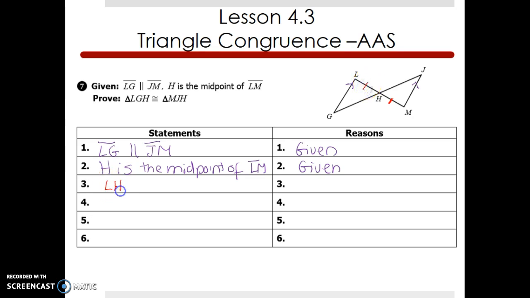So then we know LH is congruent to MH, by definition of midpoint. We also know that from the picture, you could see that we have some vertical angles in there. So we know this and these are vertical angles. So we're going to say angle LHG is congruent to angle MHJ because they're vertical angles.